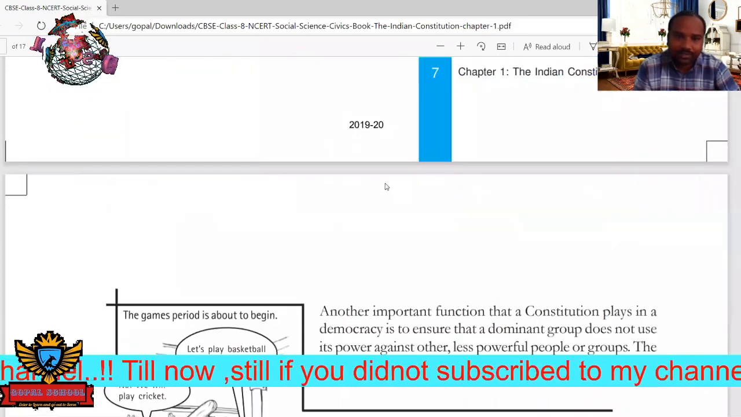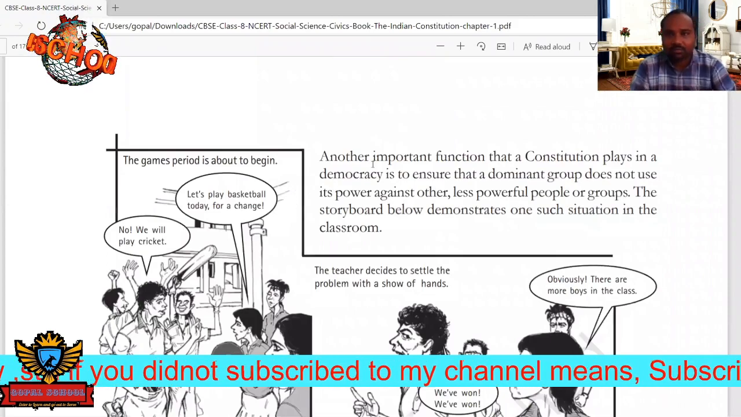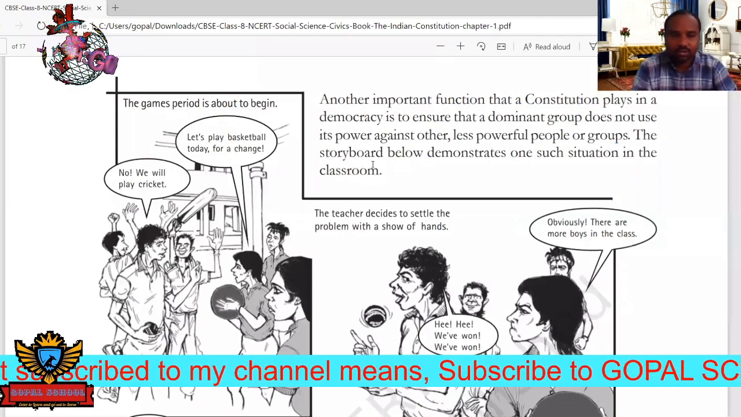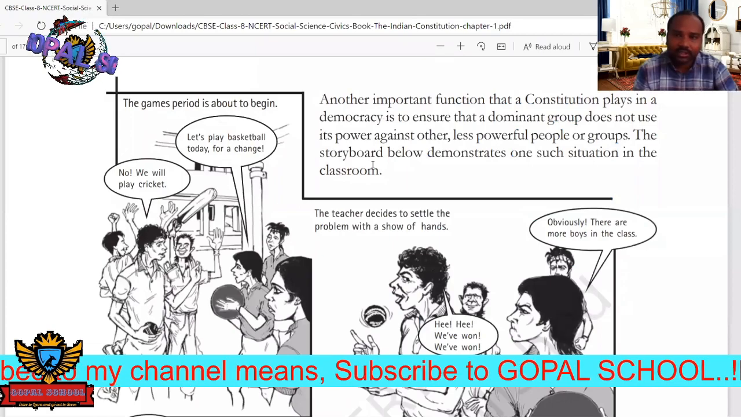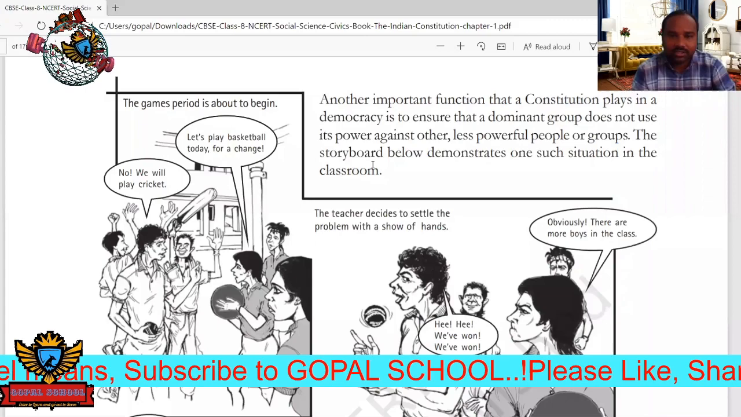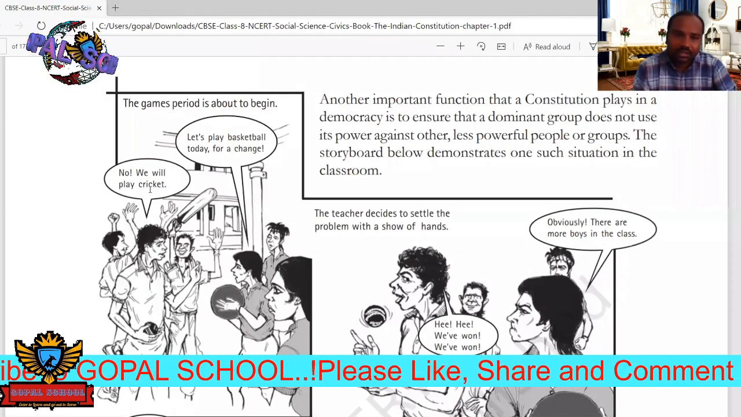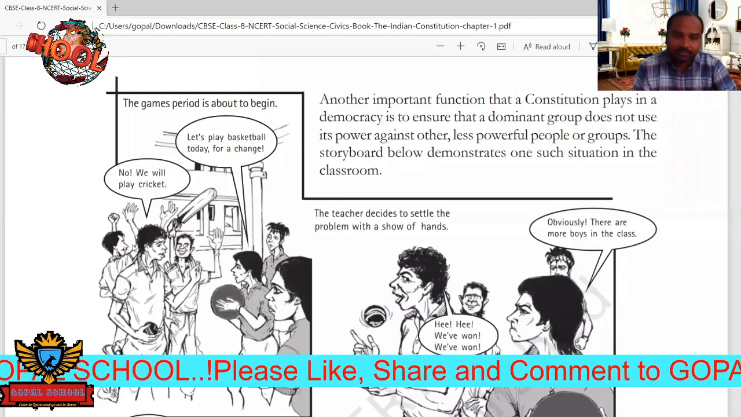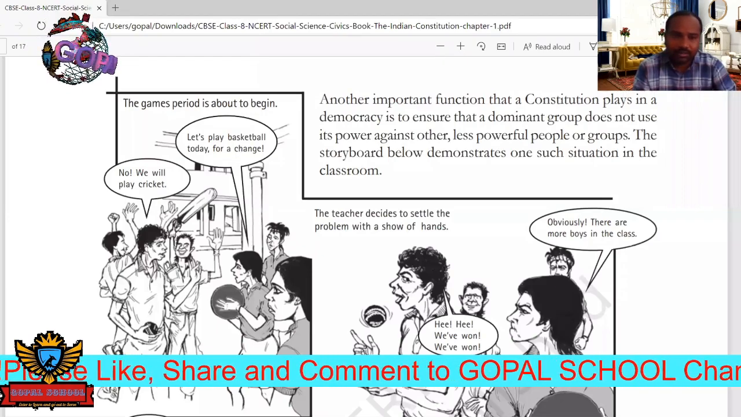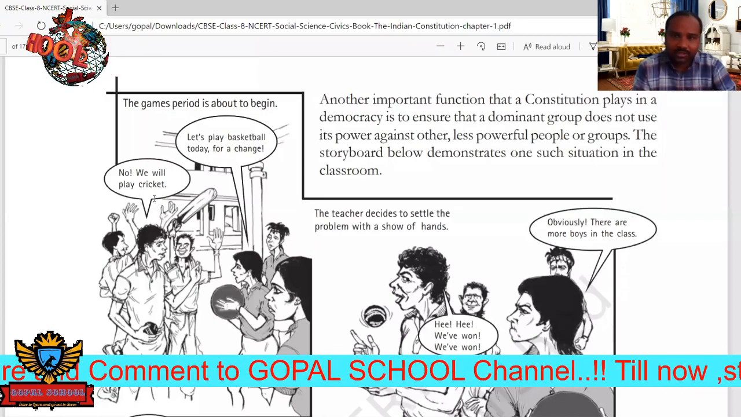Next one is, here also we have seen this. Okay, sometimes in a democracy the other problem is the majority. As we are saying, the majority people, those who get the majority, will get the representation. Representation is nothing but election. So those people will be elected as leaders. So here, the boys want to play cricket, but the girls want to play basketball. But here what happened? As the majority people are these boys.